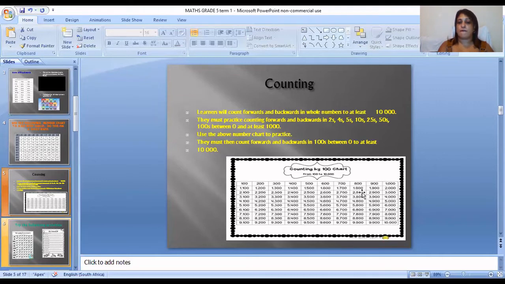If I tell you from 5,700 to 6,200, you'll say 5,700, 5,800, 5,900, 6,000, 6,100, 6,200. Now we're counting backwards from 9,600 to 9,000: 9,600, 9,500, 9,400, 9,300, 9,200, 9,100, 9,000. So use this chart to help you. And if you're having any problems, go back to the chart, practice it again, and you'll eventually get it right.